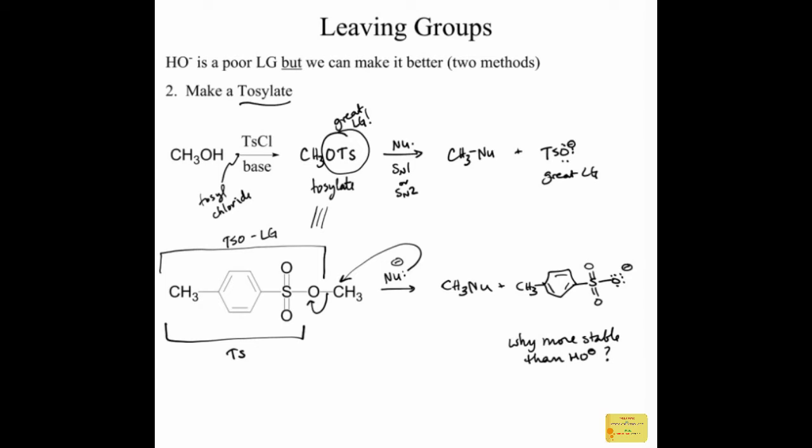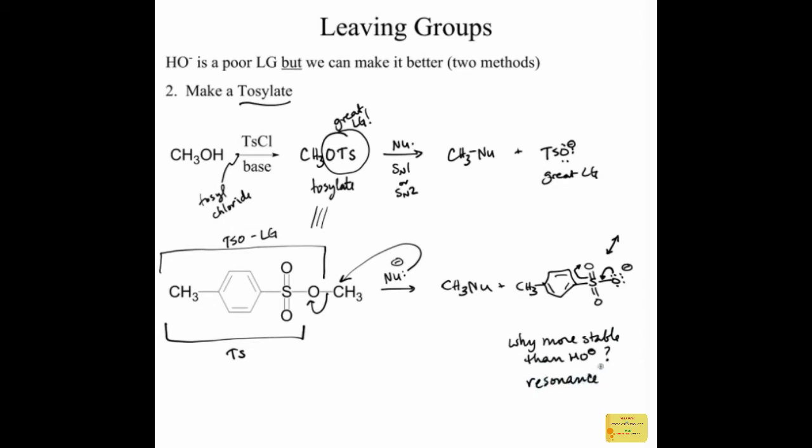Can you see what the difference is? Is there any chance for resonance stabilization here? Absolutely. This O minus, this lone pair, is allylic. And so it can be distributed up to this top oxygen, this bottom oxygen. In fact, all three oxygens share it equally. So it's very delocalized. It's highly stabilized by resonance.